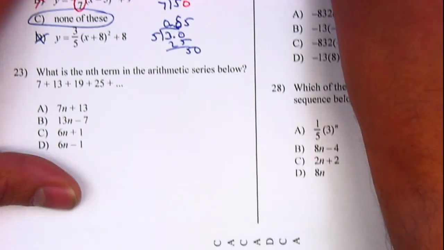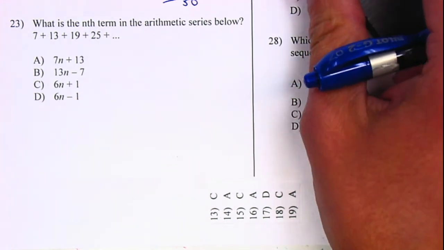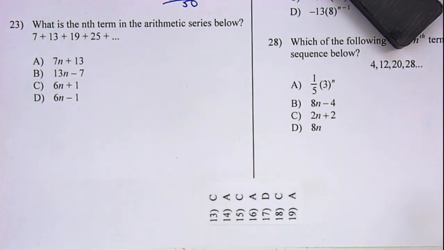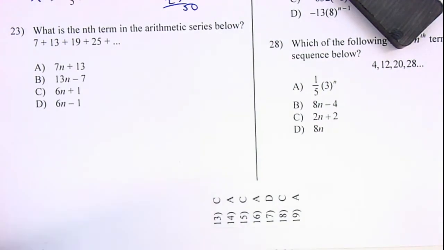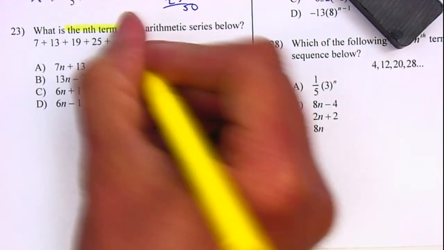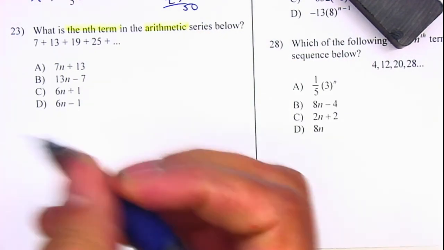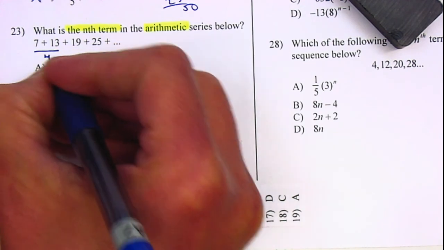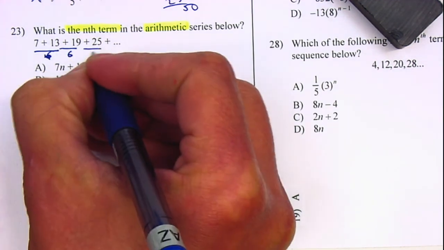Number 23. What is the nth term in the arithmetic series? Now, you can do this problem two ways. We can do it like we did on the first lesson. If you notice, this is an arithmetic series, so we're looking for the equation of an arithmetic series. What is the difference? What is the slope? The difference will be 6.